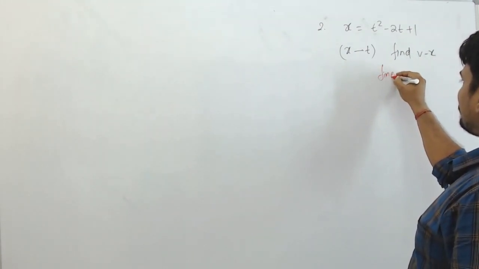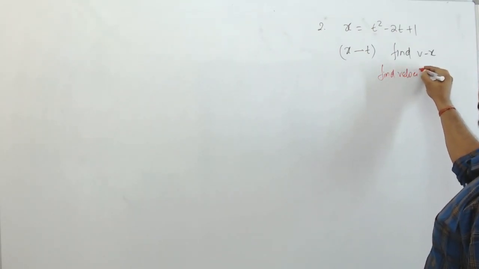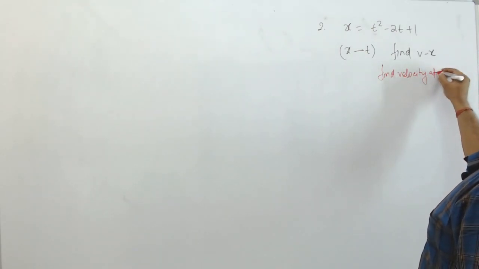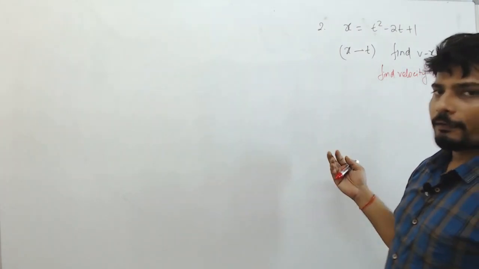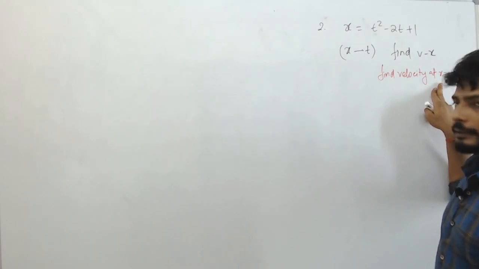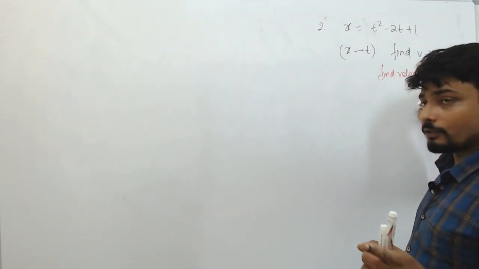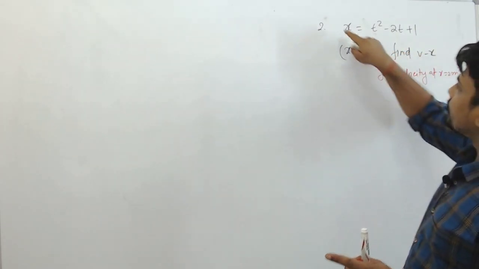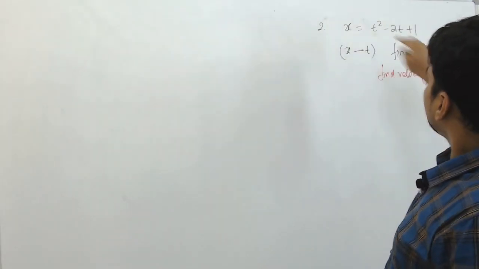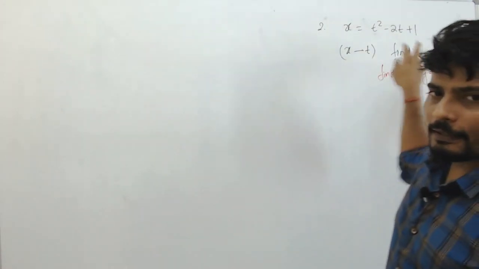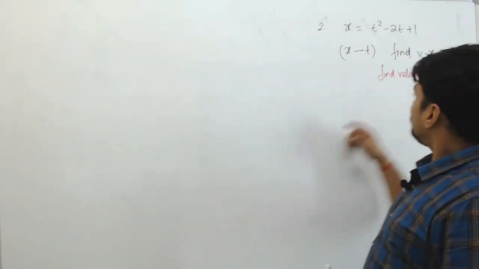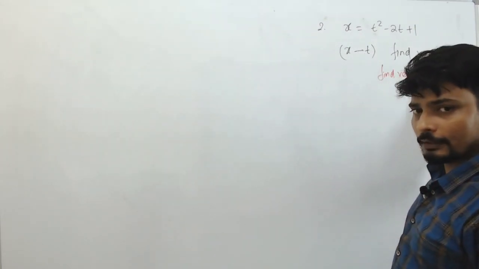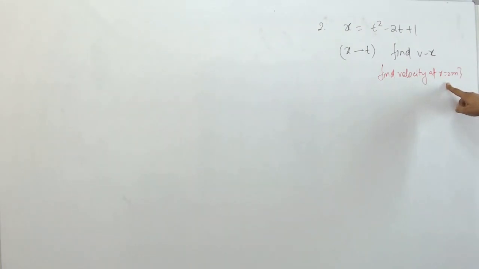Find velocity at x is equals to 2 meter. अब क्या करोगे जी? If they ask you find the velocity at x equals to 2 meter, it clearly means by logic I have to first convert this into vx form, relation between v and x. Once I could do that, I can easily find the velocity at any given position. हम दिख रहा है ना स्क्रीन में? We can find velocity at any given position.